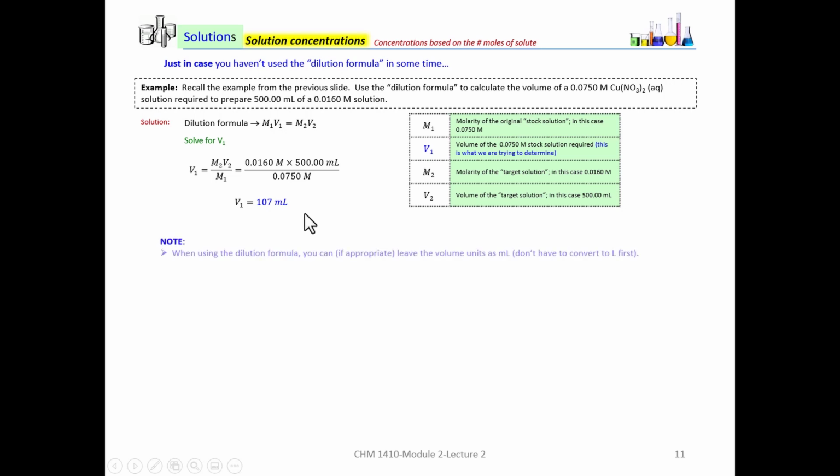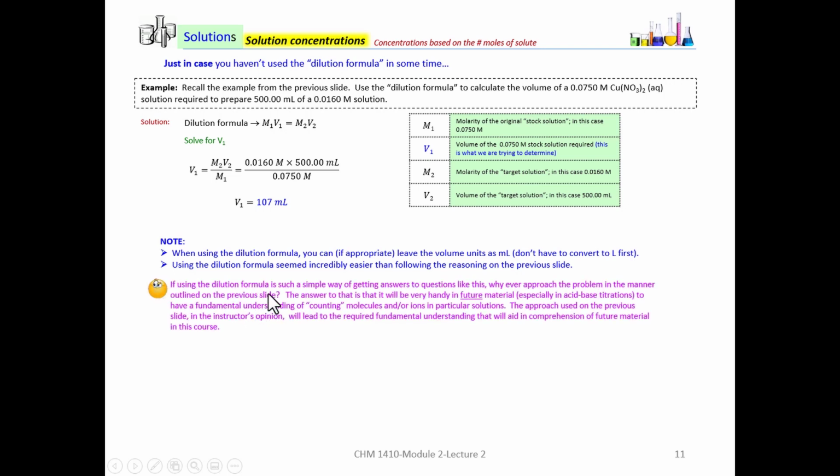A couple things to note here. When using the dilution formula, you can, if appropriate, leave the volume units as milliliters. You don't have to convert to liters first. And what seems really obvious here is that the dilution formula seemed incredibly easier than following the reasoning on the previous slide.